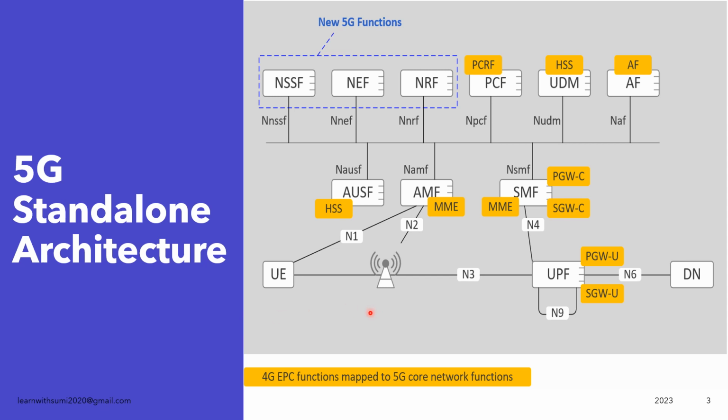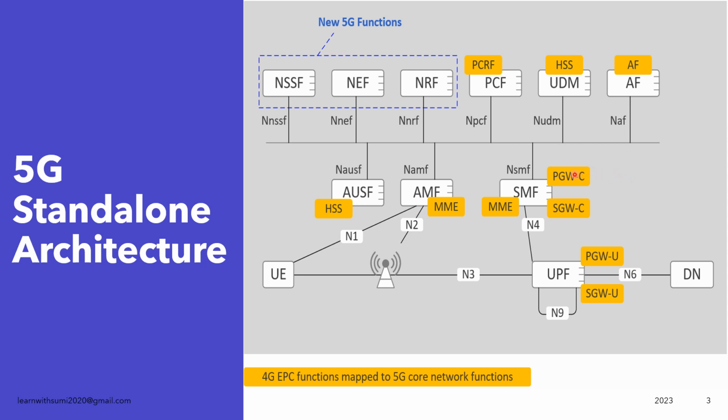So here you can see 5G NR. This is the new air interface for 5G, replacing the LTE used in 4G networks. So in standalone architecture, 5G NR directly connects to its core network. So the 5G core, this is the heart of standalone 5G architecture.